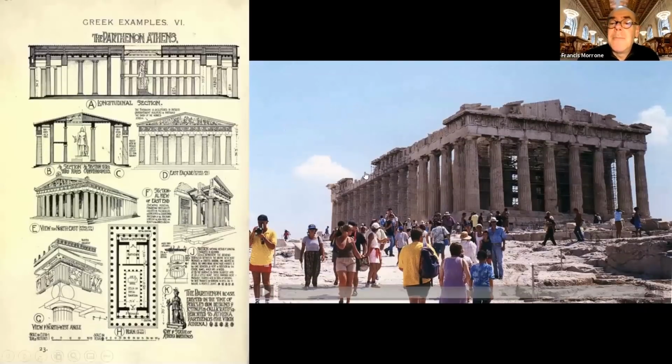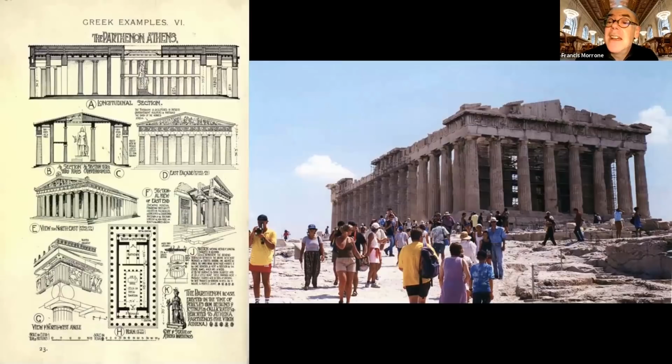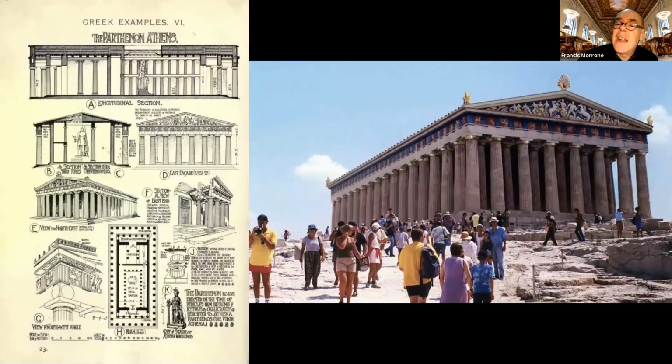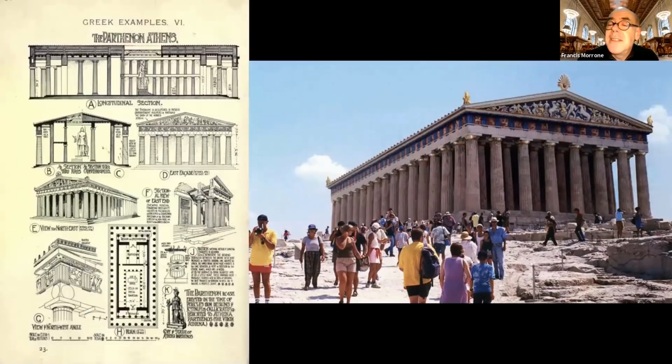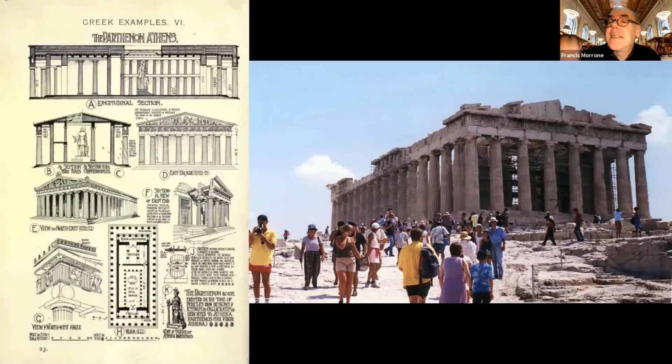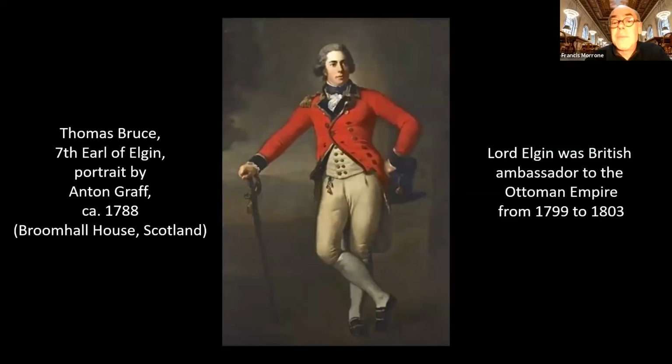There is the Parthenon there. You see, this worked. I'm so excited. You see, there's the ruin, and there we see the completion of the building and the way that it actually was meant to be. Every time I get one of these effects to work in PowerPoint, I get so excited. Anyway, this is a wonderful painting by Lawrence Alma-Tadema, Phidias showing the frieze of the Parthenon to his friends.